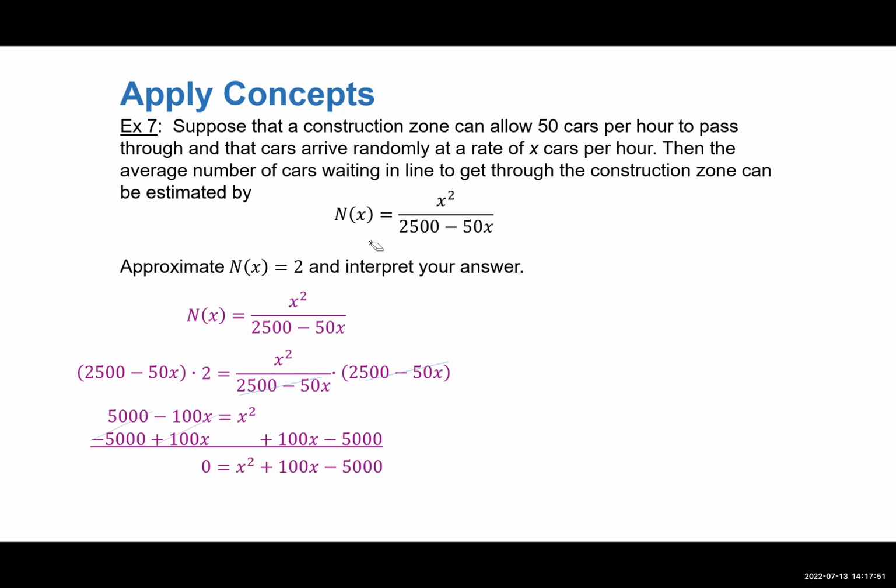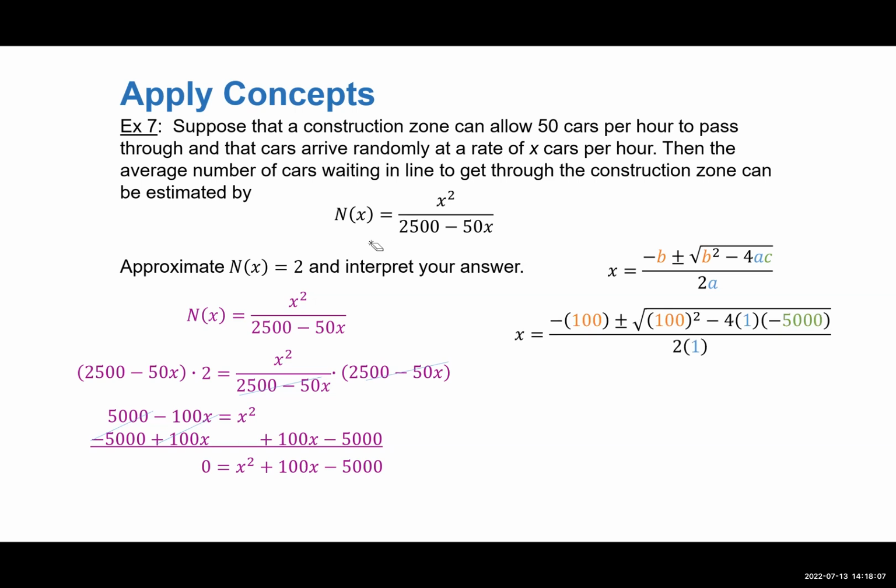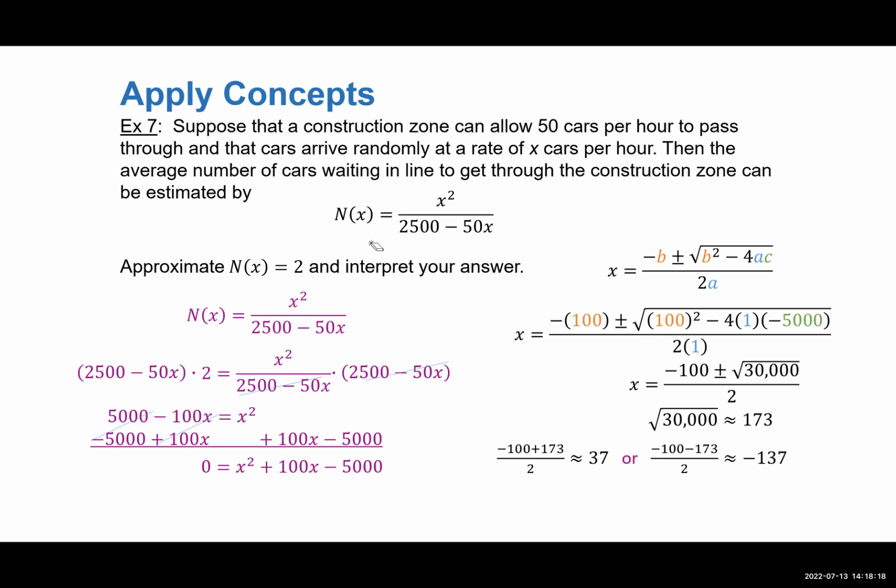We're going to put it all on one side and we see our quadratic. We're looking for 2 numbers that multiply to equal negative 5,000 and add to equal 100. But those are gigantic numbers, so the quadratic formula could come in handy. Substituting your A, B, and C into the quadratic formula, you'll get the square root of 30,000, which is about 173. So when you do that in the calculator, you get that X is either 37 or negative 137.